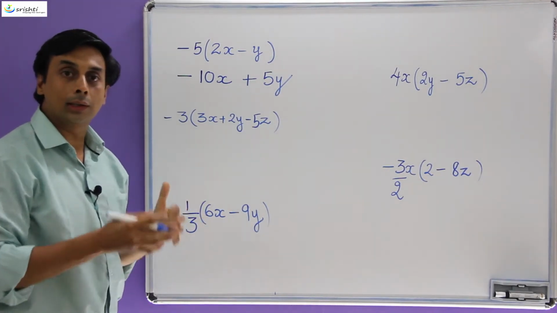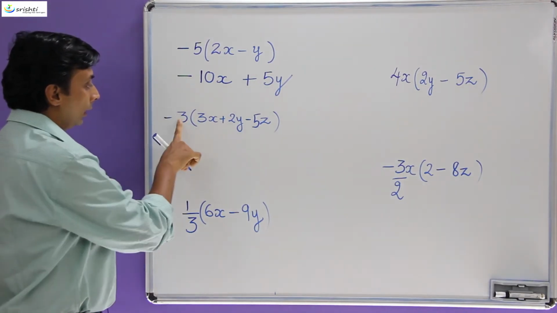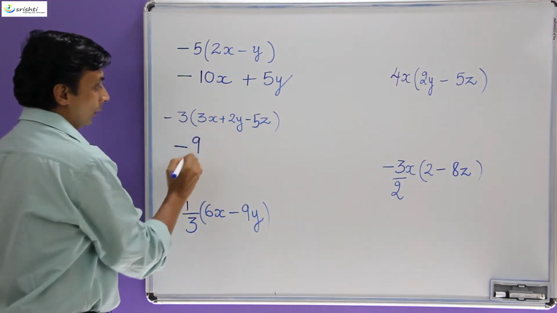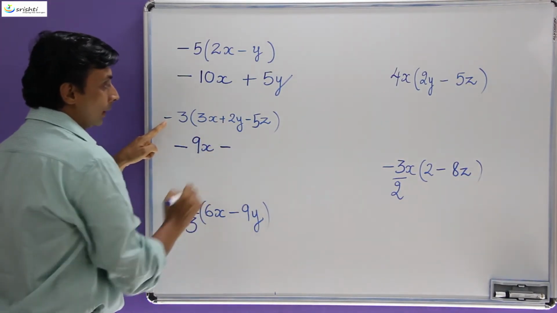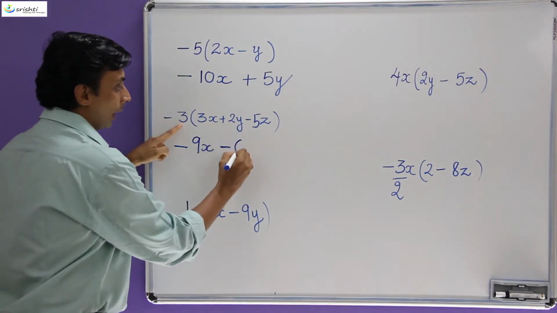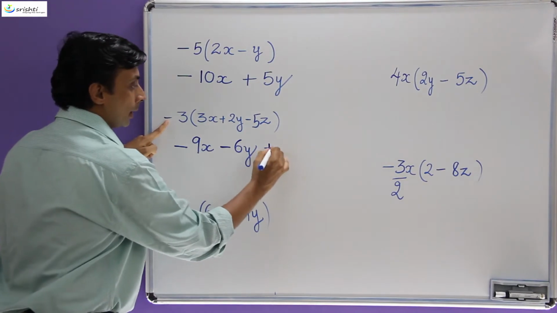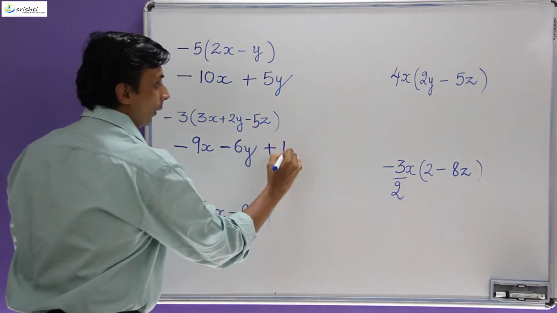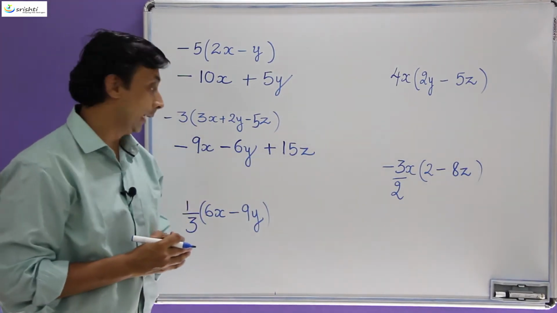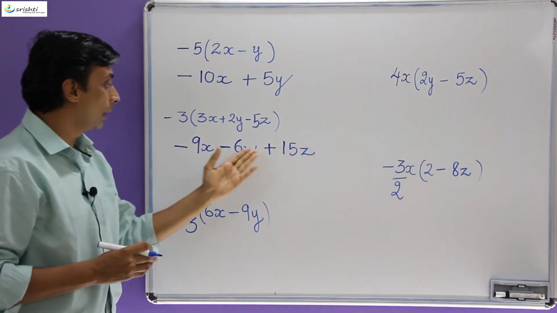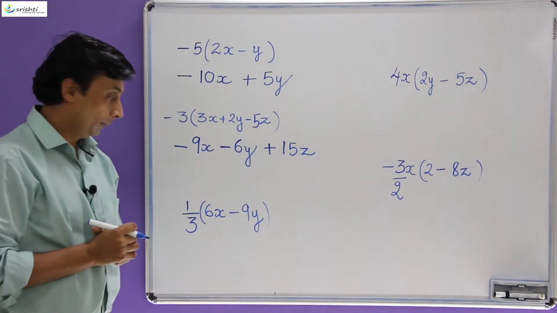Again, signs, constants, variables. Minus into plus, minus 3 into 3, 9, x. Minus into plus, minus 3 into 2, 6, y. Minus into minus, plus 3 5s are 15, followed by the variable which is z in this case. So the answer is minus 9x minus 6y plus 15z. Let's take a look at the third problem.